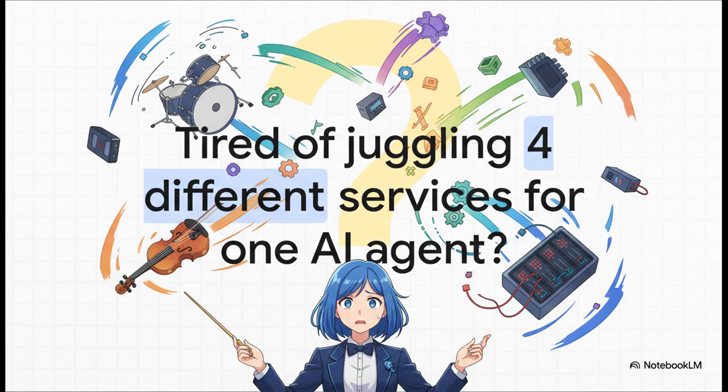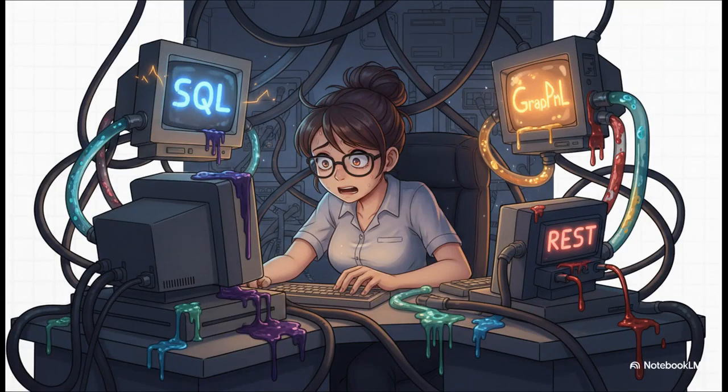Sound familiar? You start off trying to build a cool, simple AI agent, and before you know it, you're trying to conduct an orchestra of 4 different backend services that don't even want to play the same tune. It's a super common frustration, and it's exactly what we're going to tackle head-on today. And this slide right here, this is the real nightmare, isn't it? It's not just 4 services. It's 4 different query languages you gotta learn, 4 sets of credentials you have to manage, and 4 totally unique ways your whole app can crash and burn.